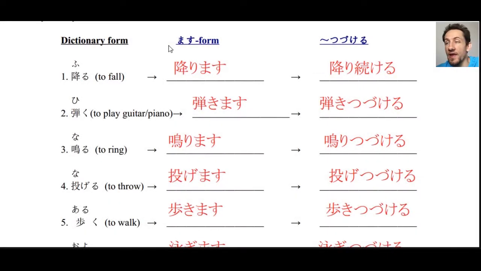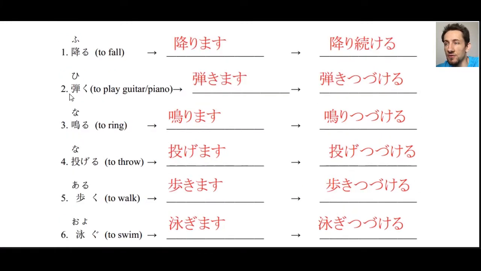All right, number 1, we have furu, and we get furimasu, and furitsuzukeru. Please notice here that we have the kanji character for tsuzukeru. Most of the time, you'll see it written in hiragana when it's appended to a verb in this way, but I just wanted to show it here. For the rest of the video, we'll just use the hiragana. But just in case you're curious, you may see it written this way, but most of the time it will be in hiragana.